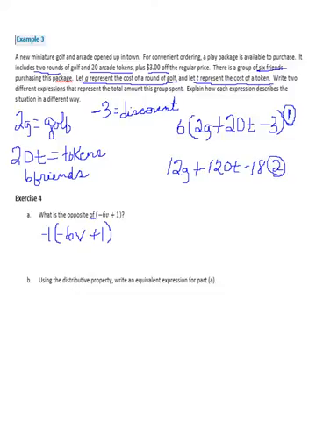Now, doing this, again, we're just using that distributive property. A -1 times a -6v is a positive 6v. A -1 times a positive 1 gives me that -1. Again, we just multiplied that -1 times everything that's inside the parentheses.